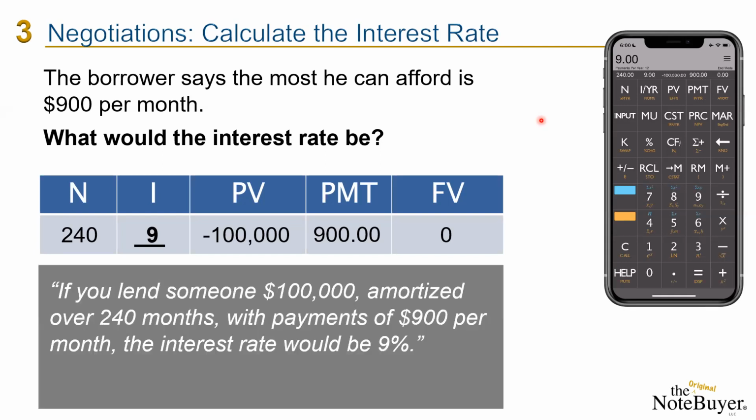So what this tells me now is that if you lend someone $100,000 amortized over 240 months with payments of $900 per month, then the interest rate would be 9%. And notice the reason I know that this is if you lend someone is because this 100,000 is negative. So I know that's money out of the lender's pocket, because as I said, I always look at mine from the view of the lender just so I don't forget what I was doing.